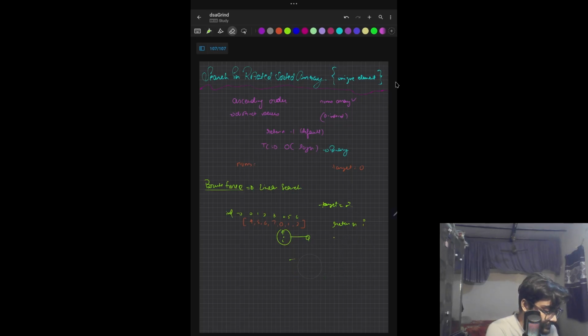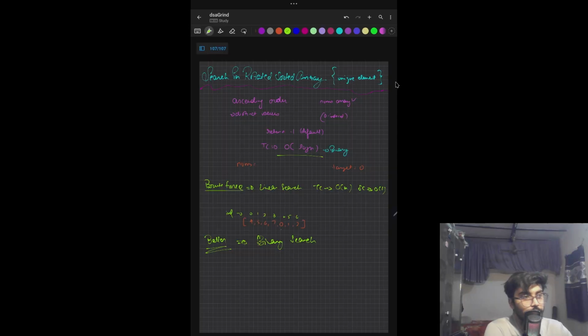Cool. So let's erase this and go back to the better approach, right? What would be the better approach? Here the time complexity is big O of n, and the space complexity is constant space. But the better approach would obviously be binary search, right? How we would apply binary search to this question is the actual thinking process that we have to think about.